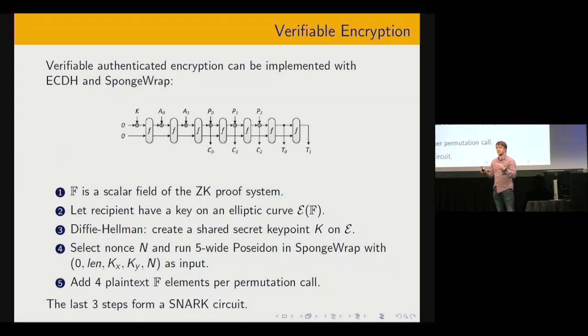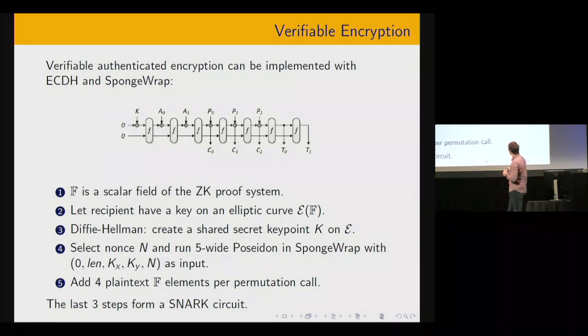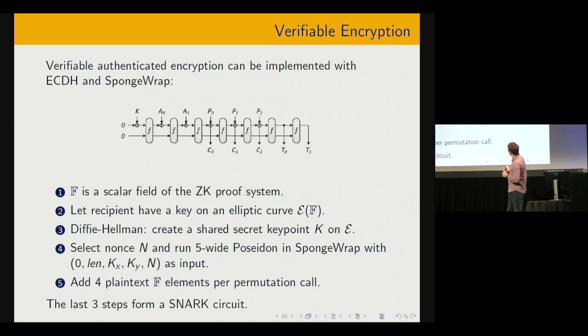So basically, there are two curves. One curve is used by the proof system, and another curve is called an embedded curve, on which people have keys. The idea is quite simple. First, the user creates a shared key point using Diffie-Hellman on this curve, and then you put this key point as input into the SpongeWrap. Here, the nonce, the key, and the length of the message are just inserted into the sponge.